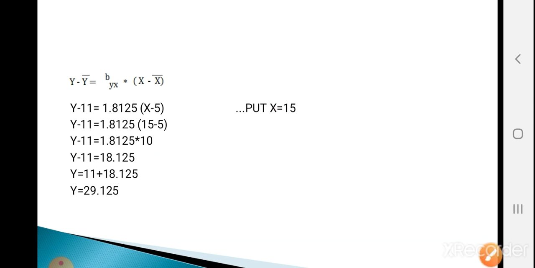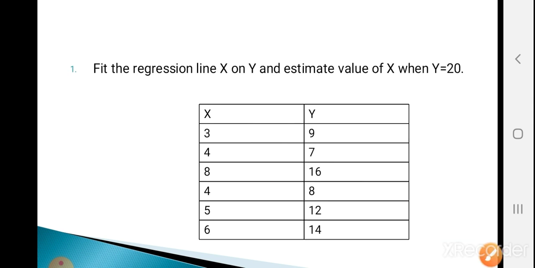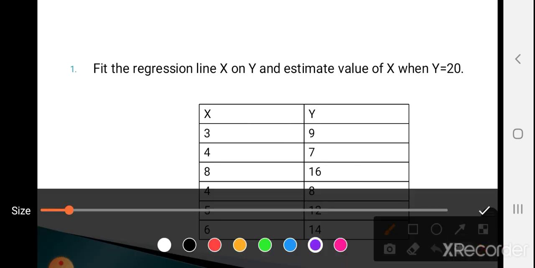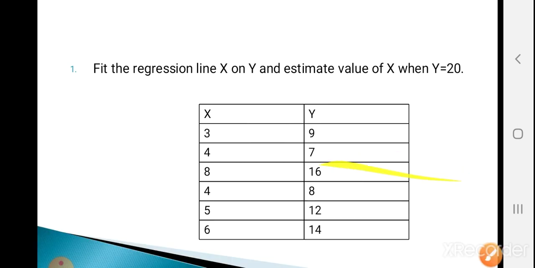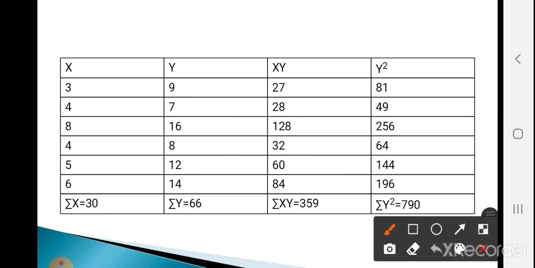Okay. Now the second example is, fit the regression line x on y and estimate the value of x when y is equal to 20. The procedure is similar, and the procedure is the same. First make the column x into y, then y square. In regression line y on x we need the column x square, but in regression line x on y we need the column y square. What is meant by x into y? Just multiply the x value by the corresponding value of y.